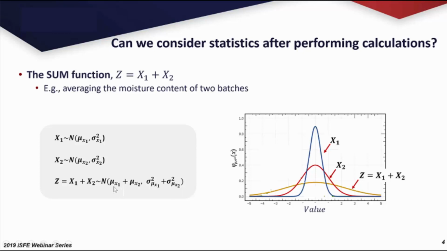Okay, so the new mean would be just the sum of the means, and so on for the rest of the properties. So it's predictable for the case of a sum. Okay, and it will be a fairly easy prediction to do, just involving a few sums.